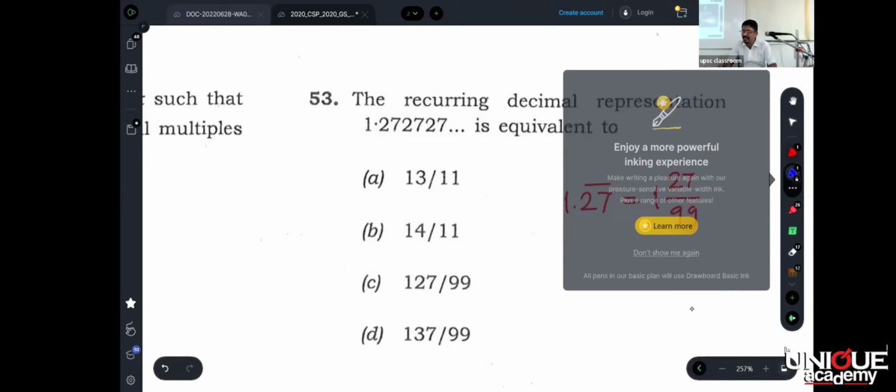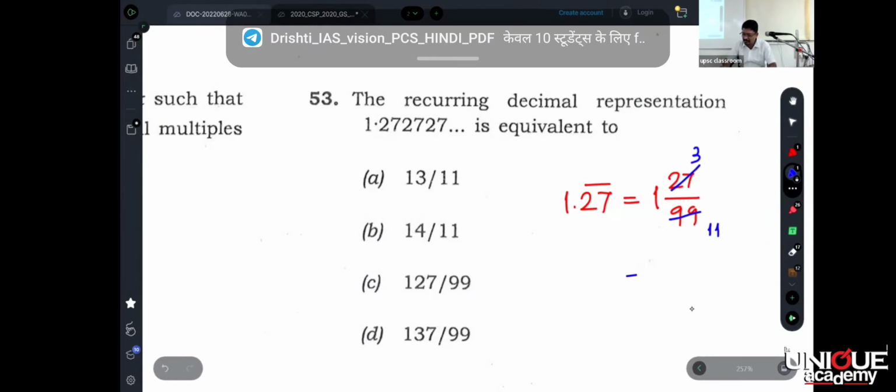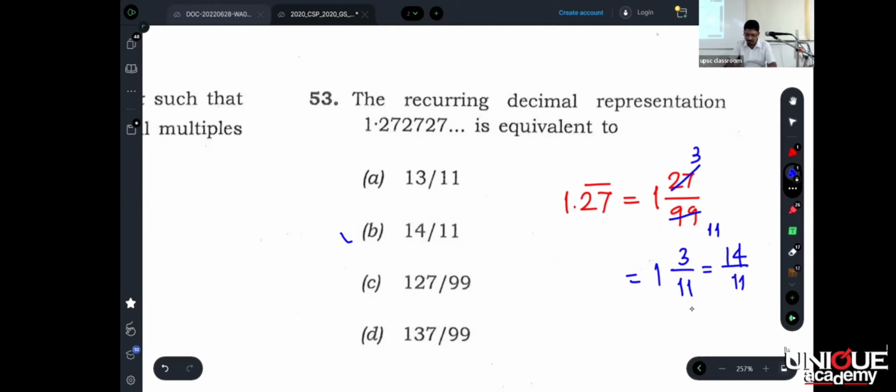So we have 1 integer 3 upon 11. But all these options are improper fractions, and because of that, 11 ones are 11 plus 3, 14 upon 11. So hence the answer is option D. So simple. Okay. Online friends, is it clear? Offline, I'm asking, no doubt. Is it clear to all of you?